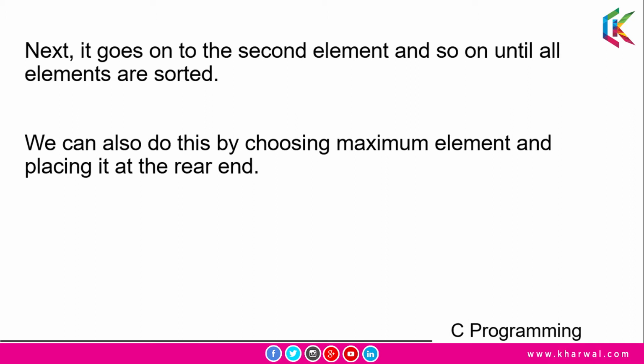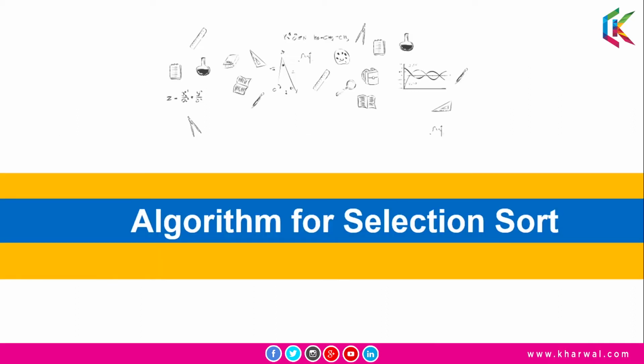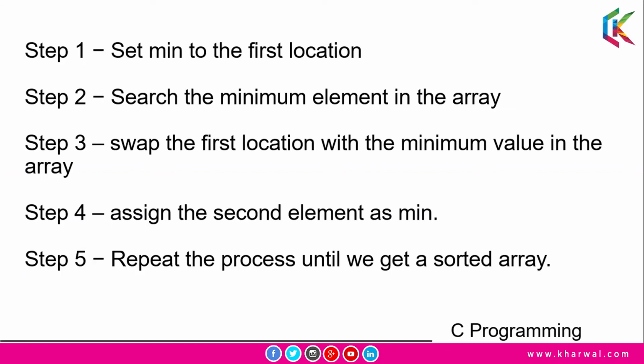Now we will discuss the algorithm for selection sort. In step 1, we set the minimum element to the first location. In step 2, we search for the minimum element in the array. In step 3, we swap the first location with the minimum value in the array. Then in step 4, we assign the second element as minimum, and in step 5 we repeat the process until we get a sorted array. I hope it is clear to you.